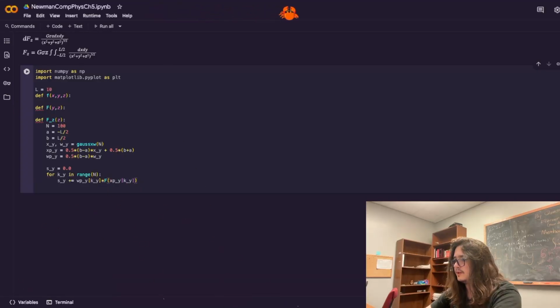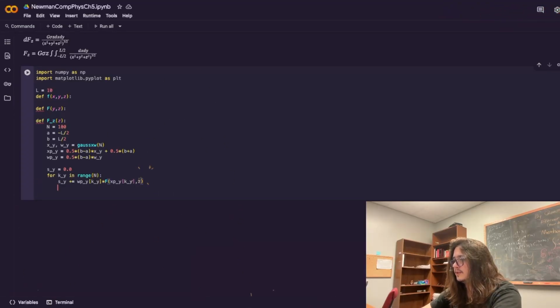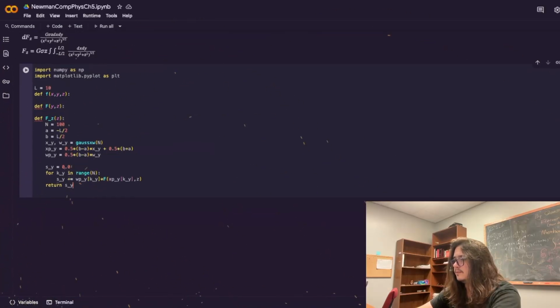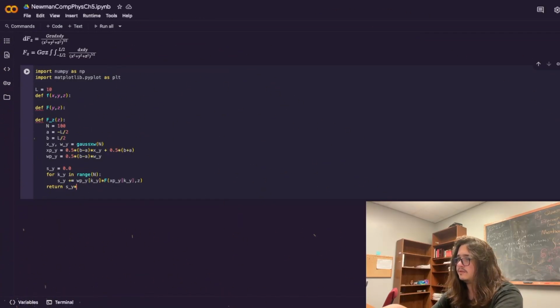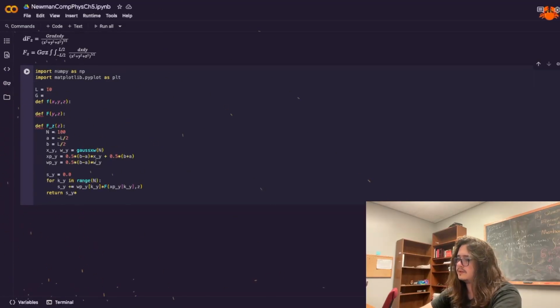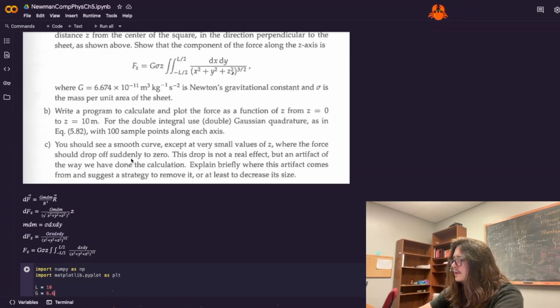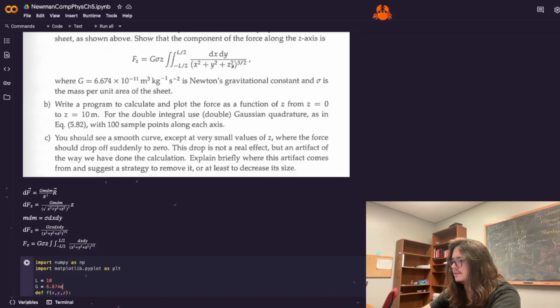The first argument is xp sub y index k sub y. The second argument is actually z, which we're going to plug into this function, and we're going to return s sub y times physical constants. So g was 6.674 times 10 to the minus 11.